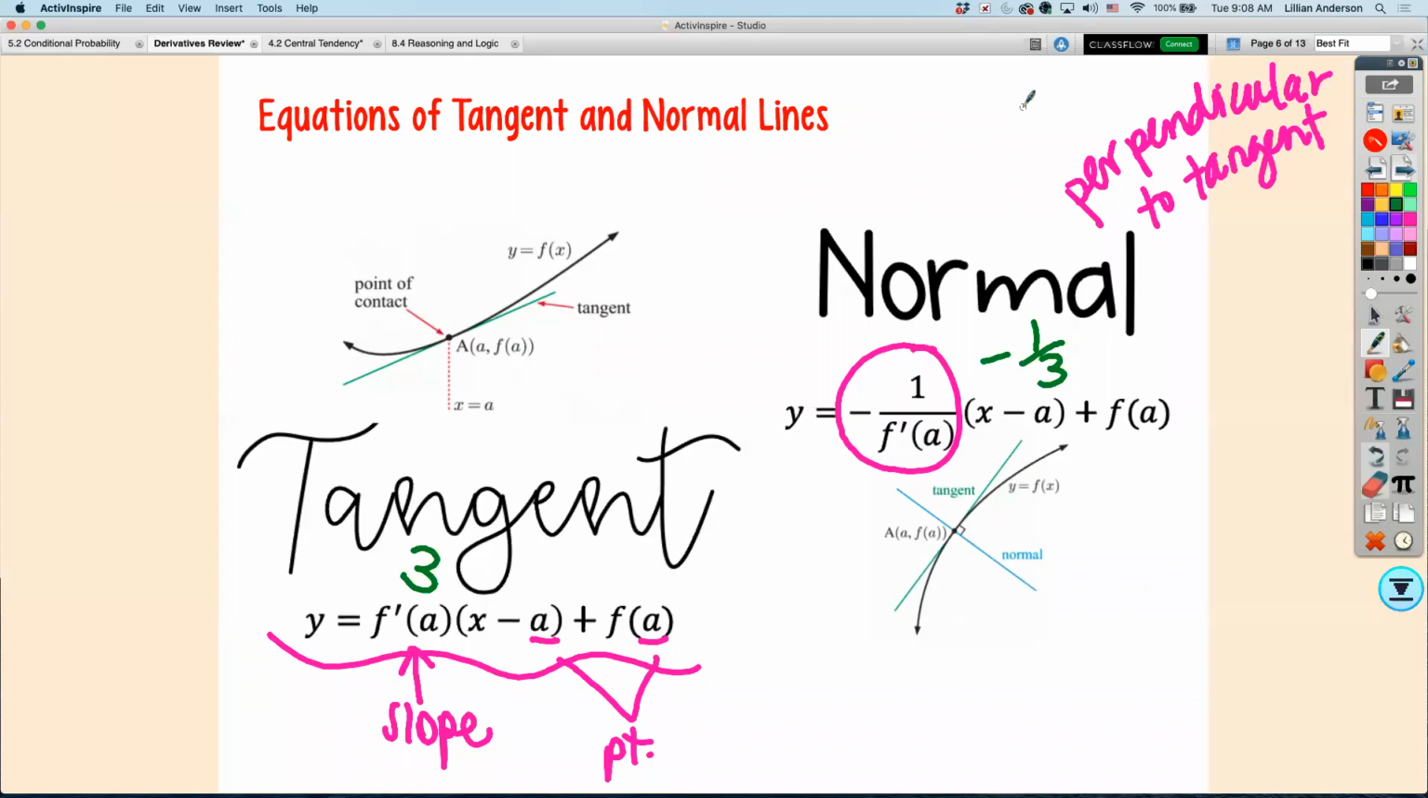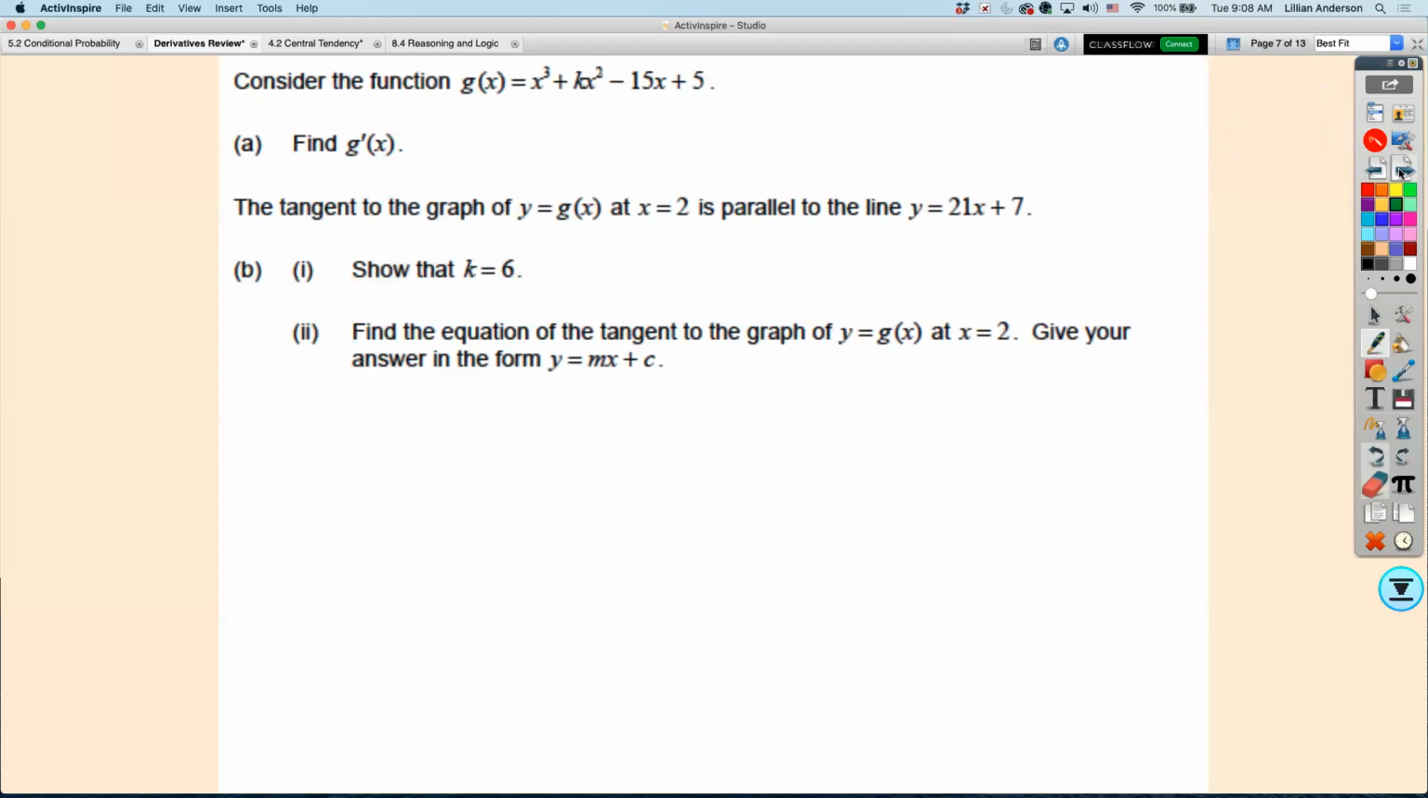So we're going to do some practice with this. All right, we'll do this one together. It says consider the function g of x equals x to the third plus kx squared minus 15x plus 5. It says find g prime of x. That's pretty straightforward. What is the derivative of x to the third? What about kx squared?